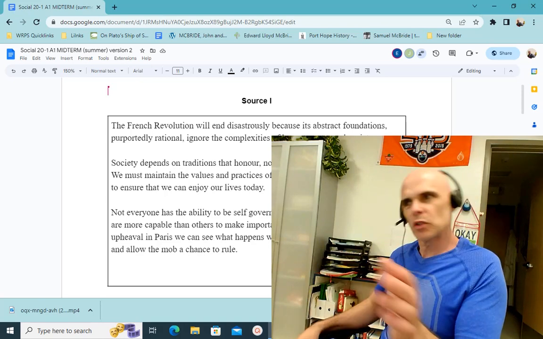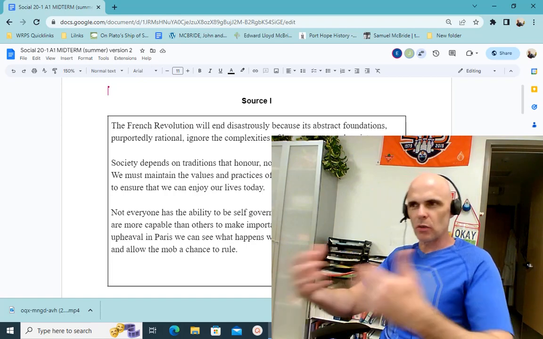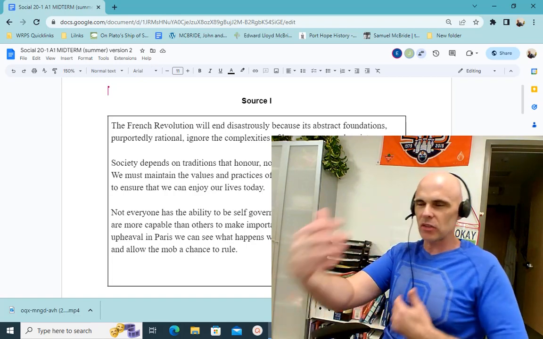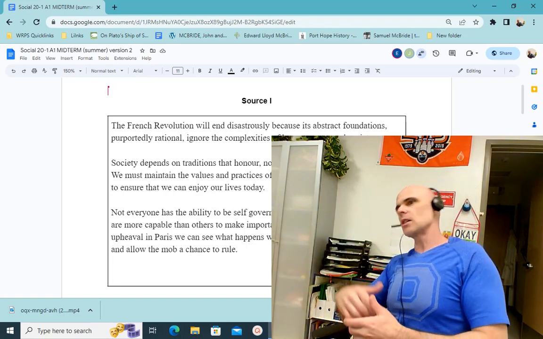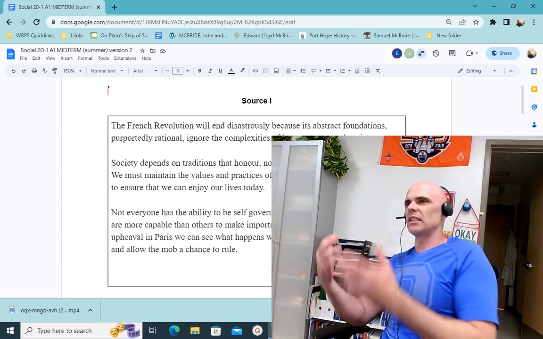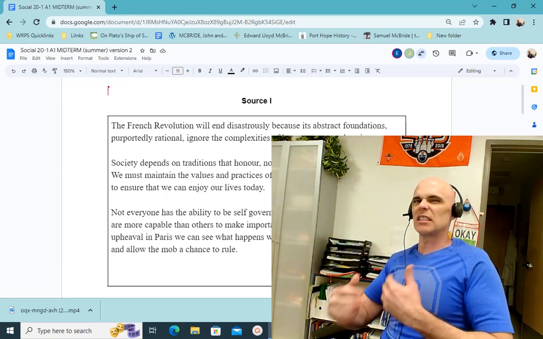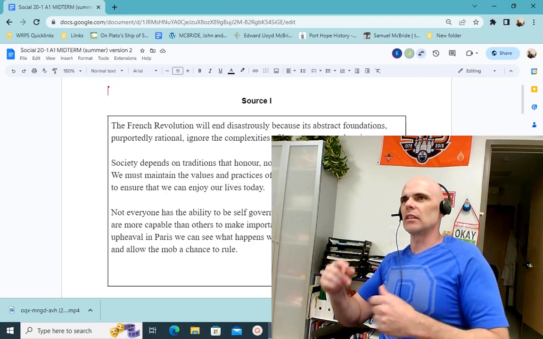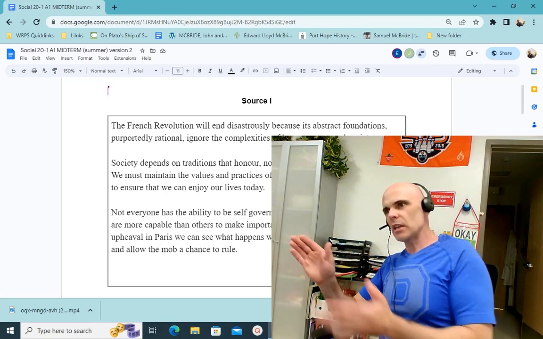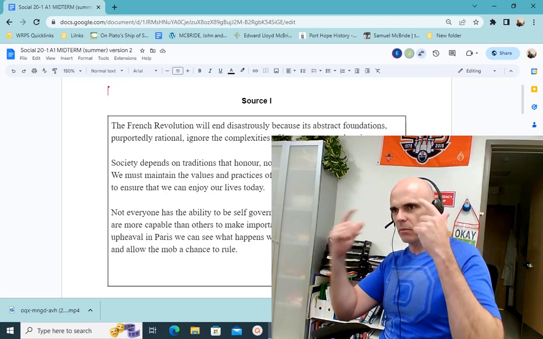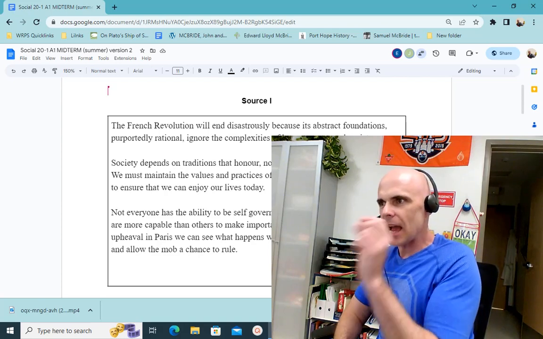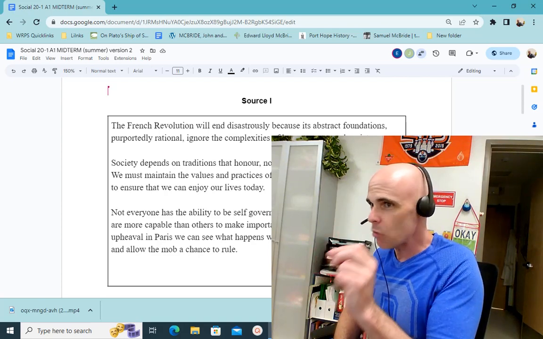So the French Revolution will end in disaster. We already pull out the word disaster. We talk about the significance of the use of the language. We talk about how opponents of the source would attack the assumptions that the old regime could continue. And we continue reading this and taking some notes, because its abstract foundations, purportedly rational.